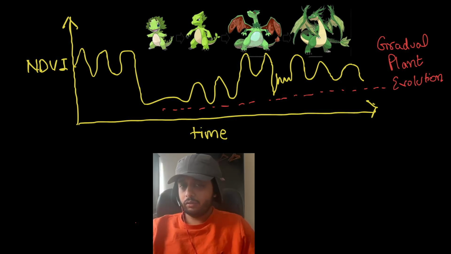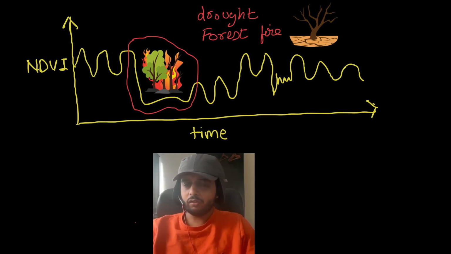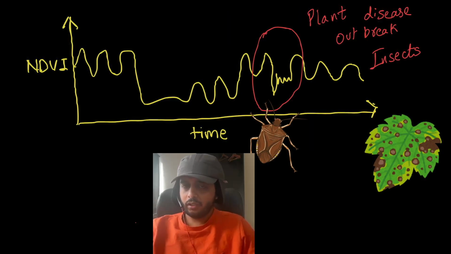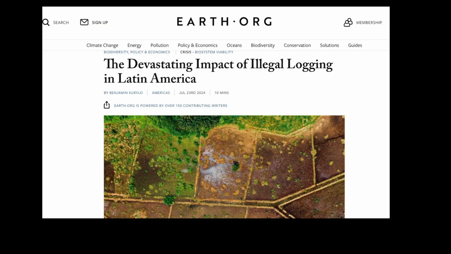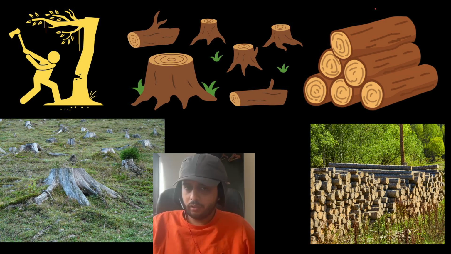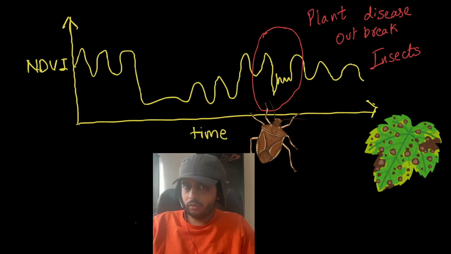And there are also very high frequency events, like sudden events like forest fires or plant disease outbreaks, insect attacks on the forests, or even illegal smuggling of wood. If there is a group that is going and taking out logs of trees, cutting down the forest, you will see it in the NDVI time series, that in a certain region you don't see the greenness. And so these are the different changes.